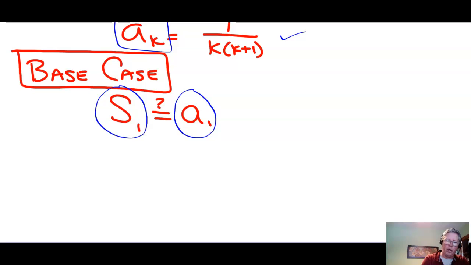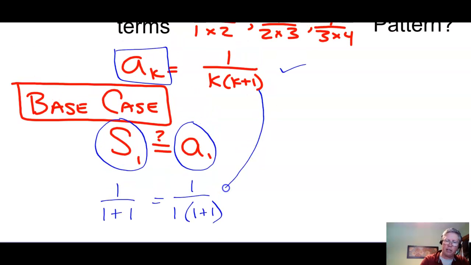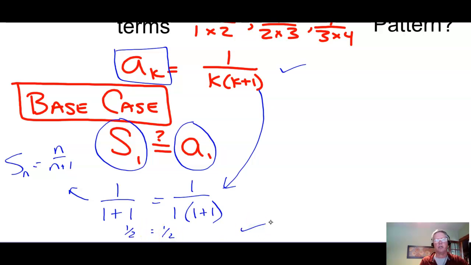If we plug a 1 into the sum formula, I get 1 over 1 plus 1. If I plug a 1 into the right-hand side, or the term, I get 1 over 1 times 1 plus 1. Notice the subtle differences. This is using the kth term formula, and this is using our conjecture, the S sub n formula, n over n plus 1. And sure enough, you get 1/2 equals 1/2. The base case is true.